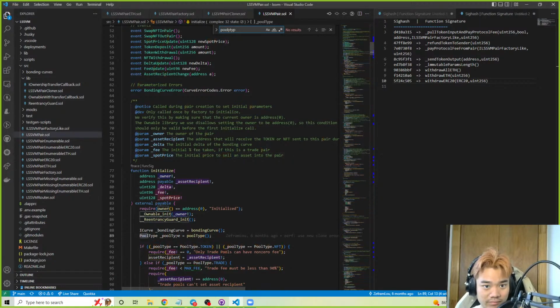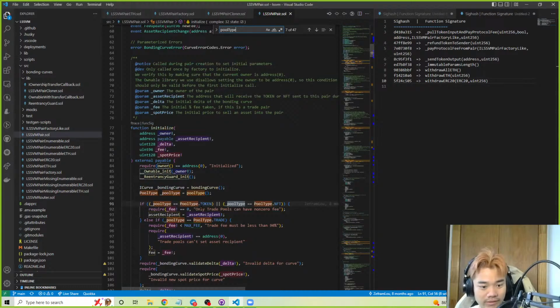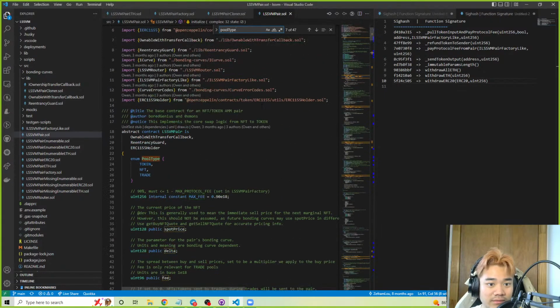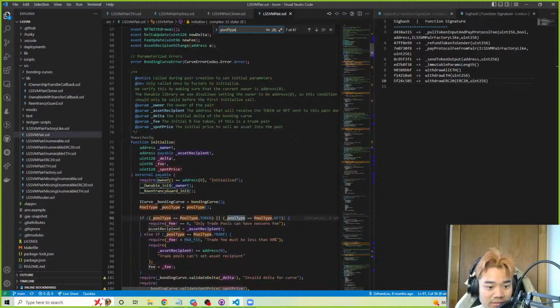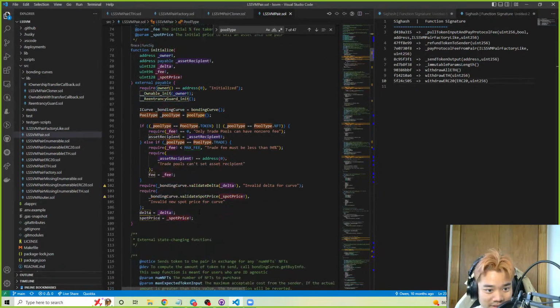Okay, we have pool type here. If pool type equals token, or here, where's pool type defined? Oh yeah, so token is 0, NFT is 1, trade is 2. So okay, we have that confirmed. Trade pools can't set asset recipients. Okay.